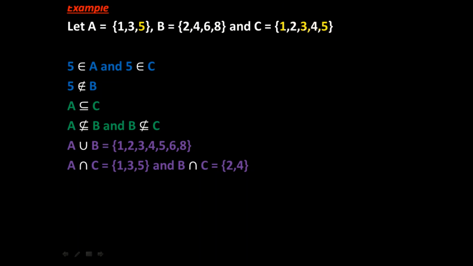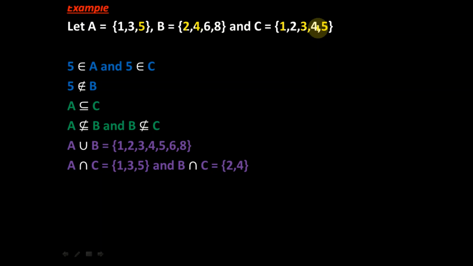Now, in B, we have 2 here. We have 4 here. And they also appear in C, that 2 and that 4. So what does that mean? It means that the intersection of B and C is 2 and 4.